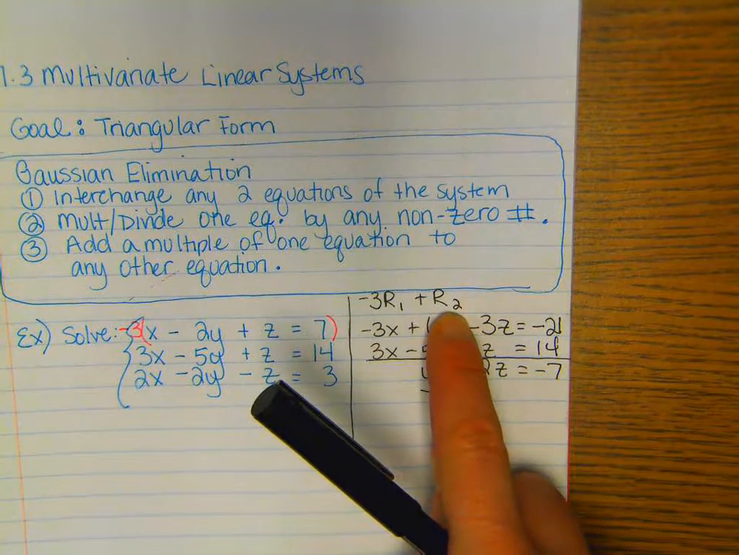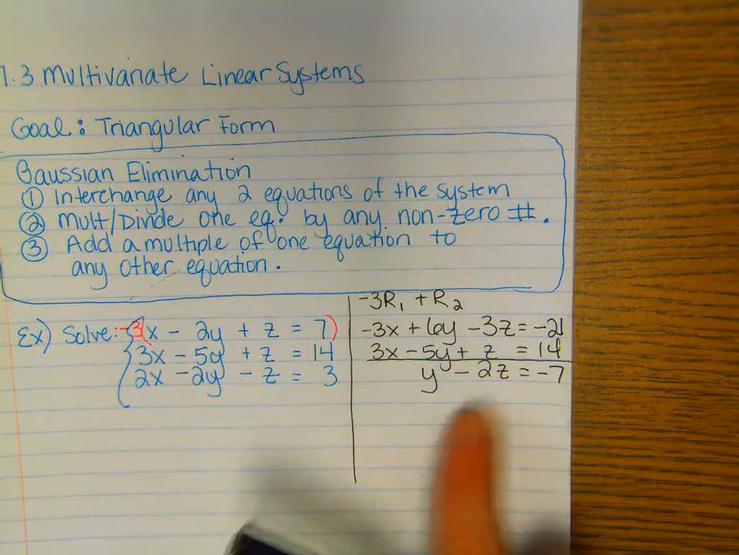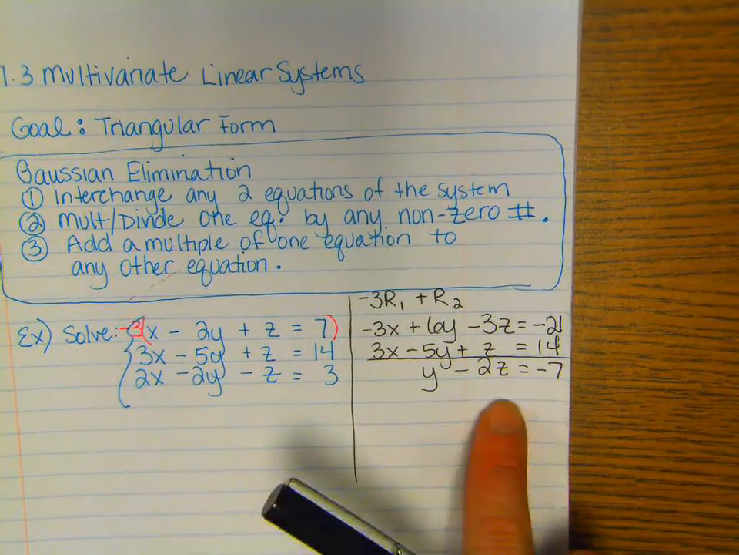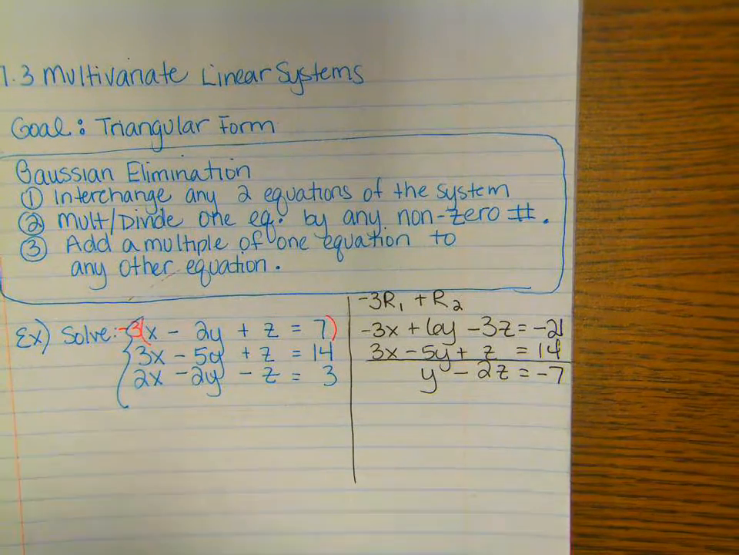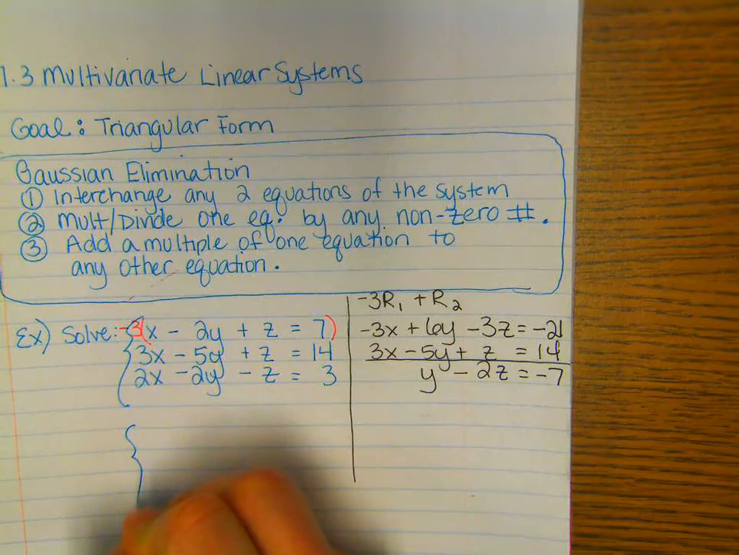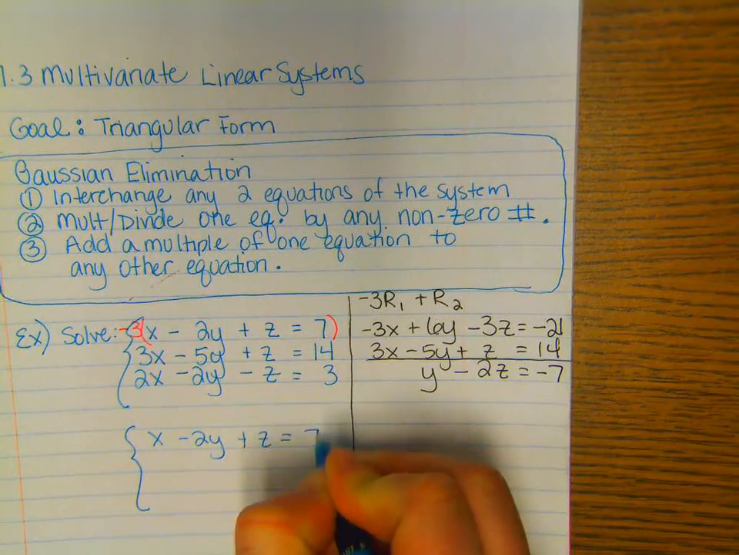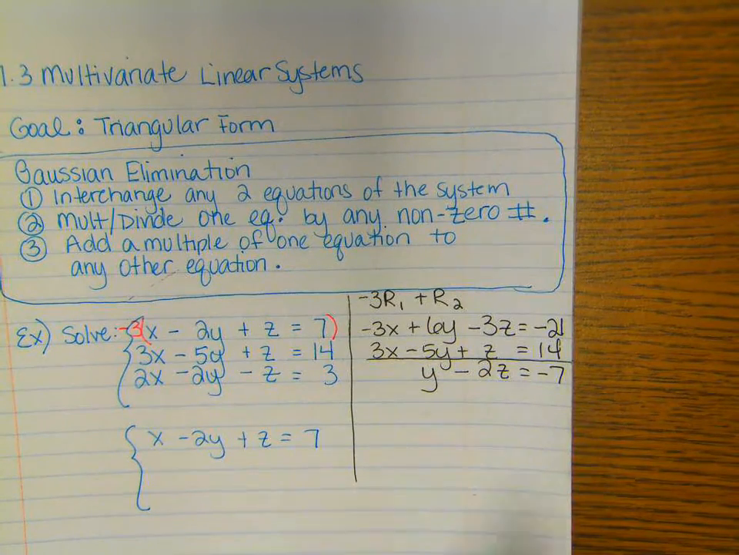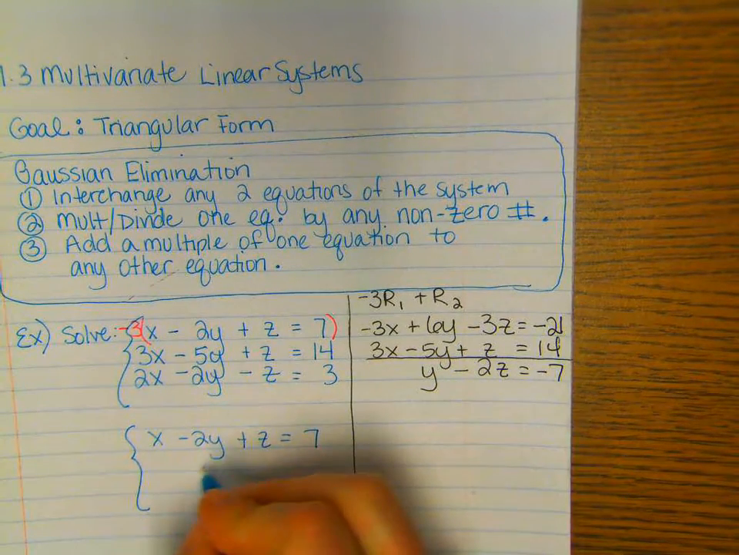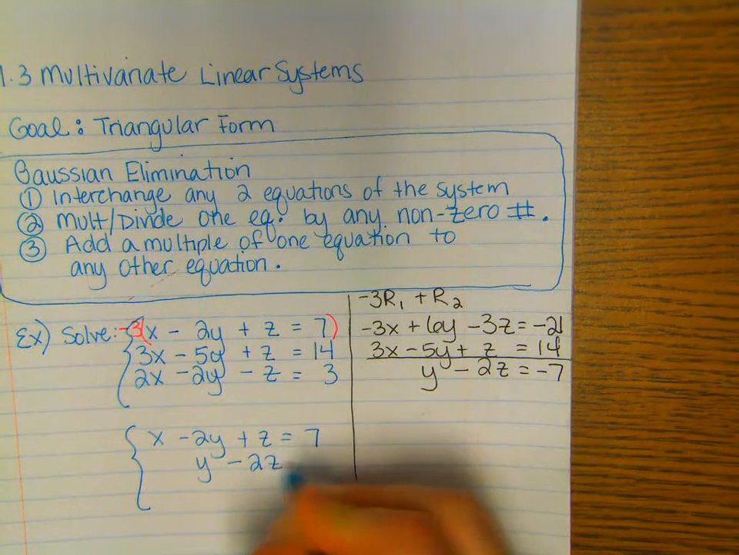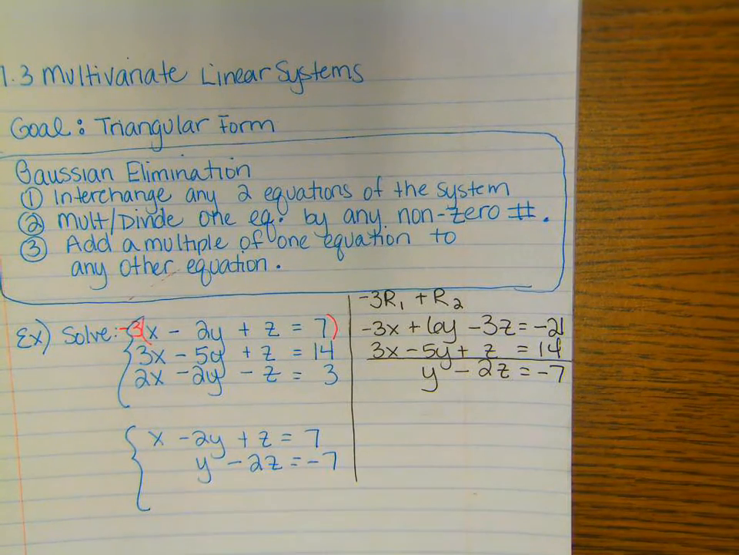So now, let's go over here again. Now my system was x minus 2y plus z equals 7. That did not change. But now my new row 2 is y minus 2z equals negative 7. And I did not do anything with row 3 yet.